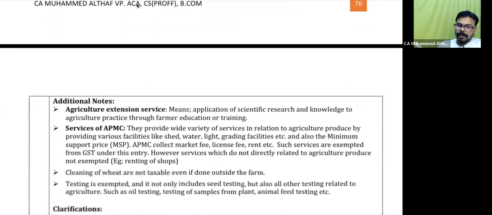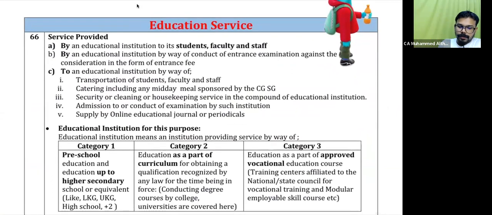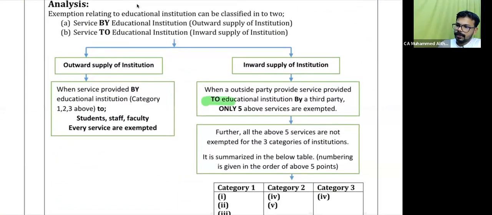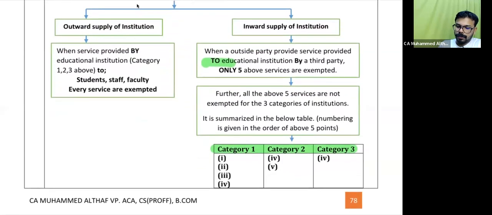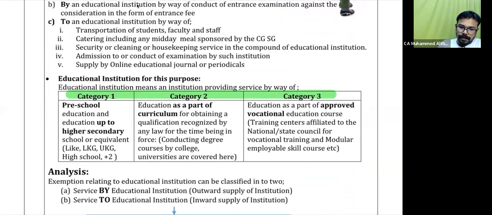educational services. You know category 1, category 2, category 3. There are 3 types of institutions, and services provided to these institutions will be exempted depending on the category. Category 1: 1, 2, 3, 4 will be exempted. What is 1, 2, 3, 4? Transportation, catering, security, and admission to or conduct of examination.